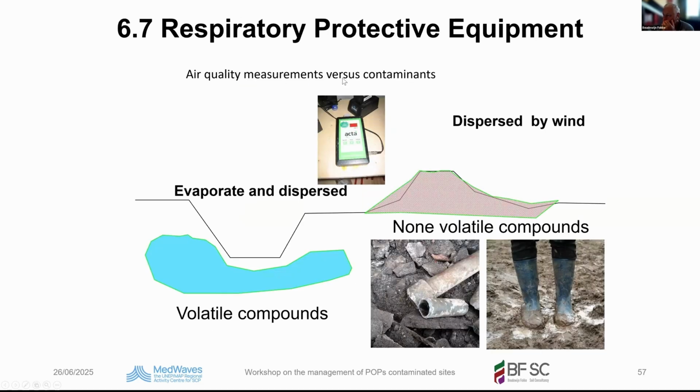Air measurements versus contaminants. So this is your volatile component, exposure and dispersed, and this is the wind. It uptakes the dust of non-volatile components, and then you are exposed to dust. If it's volatile, you're exposed to vapor, and if they're non-volatile, you may be exposed to contaminant dust.